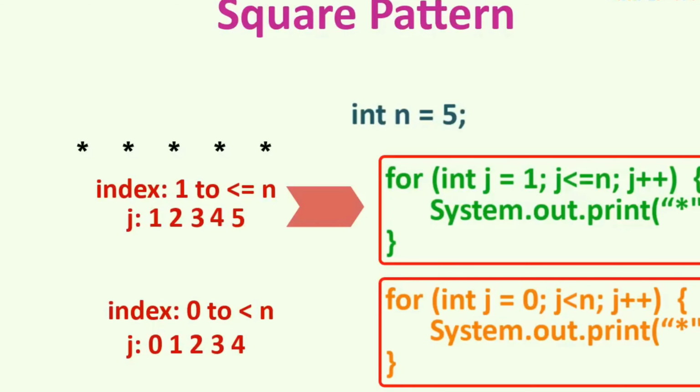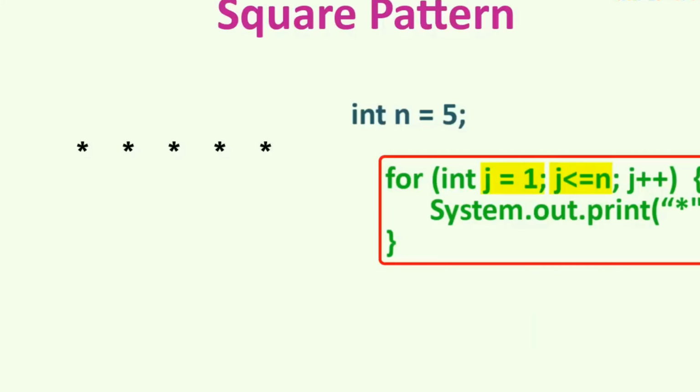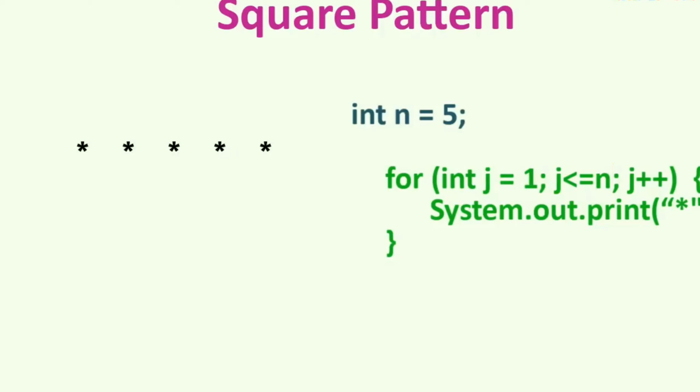The reason I am focusing on this is that I see many times kids getting confused between less than and less than or equal to, and it messes up the whole pattern. So pick one which you are comfortable with and stick with it. We will use 1 to less than or equal to n in all our examples. So we have written this code with which we can print one row.